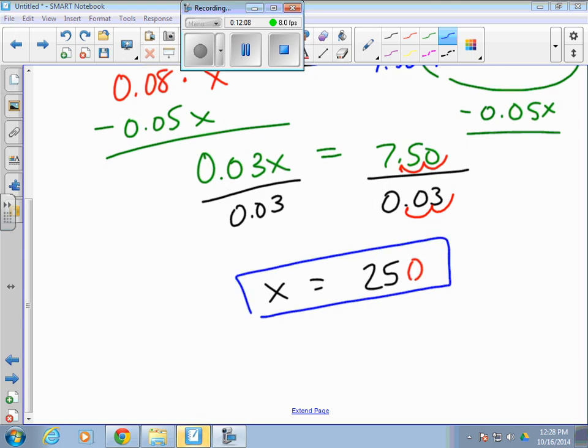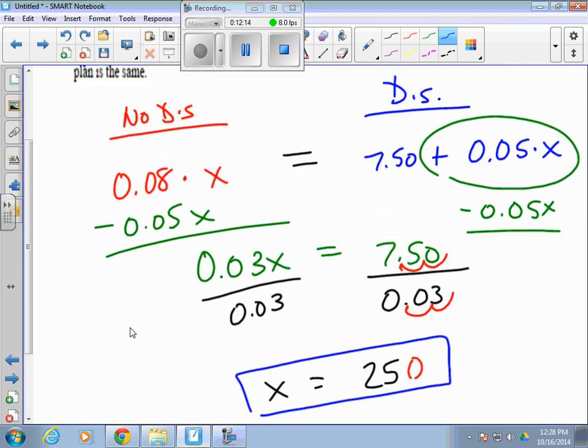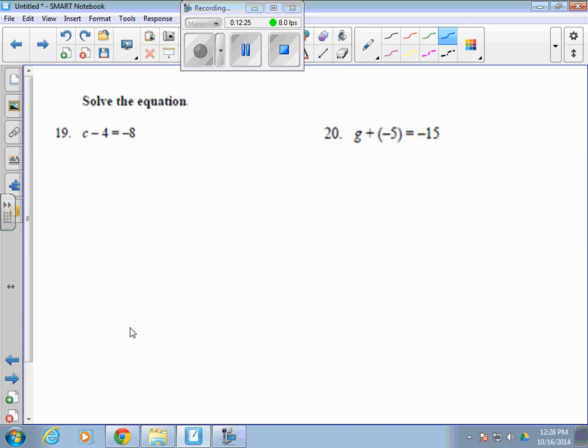So what that says is if you're going to make 250 copies, it doesn't matter if you buy the discount card or not. It's going to cost the same amount. If you make less than 250 copies, it's cheaper to not buy the discount card. If you're going to make more than 250 copies, it's going to be cheaper to buy the discount card. Okay, then we have a couple of easy problems to solve after that.